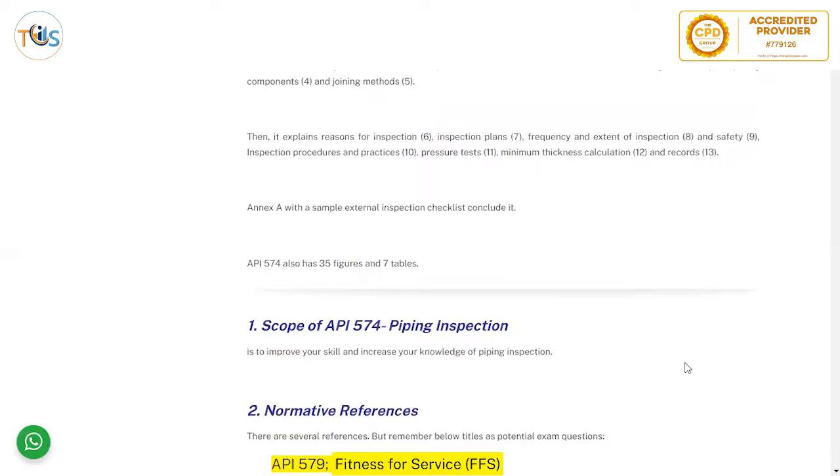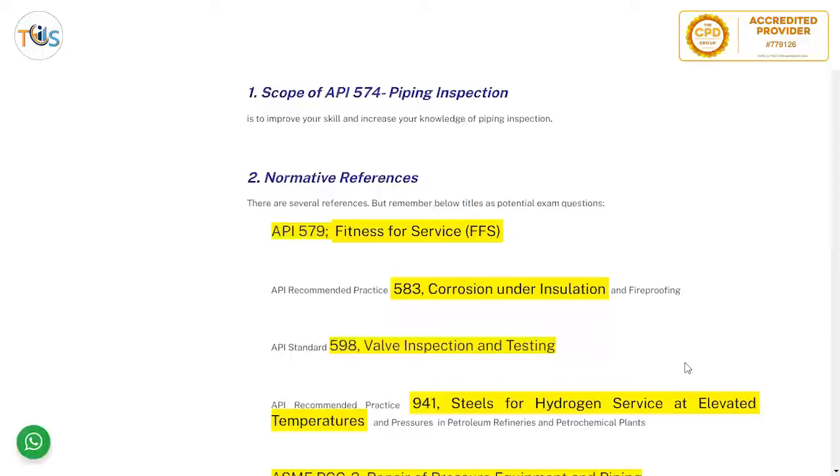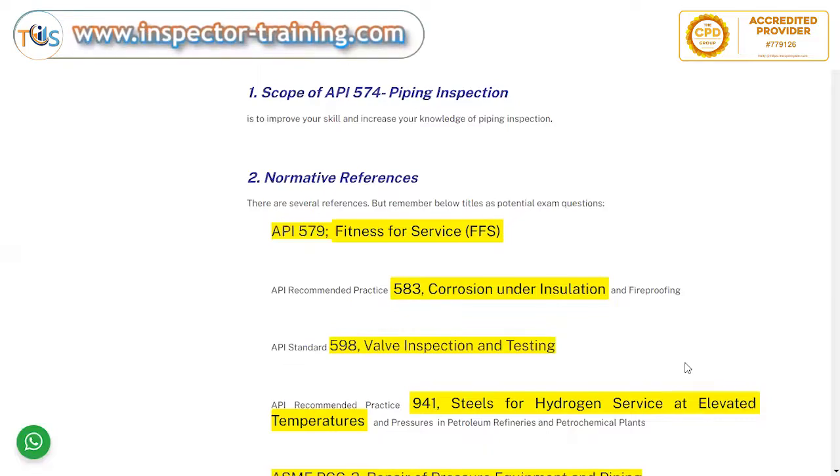Annex A has a sample external inspection checklist, and API 574 piping inspection practice also has 35 figures and 7 tables. The scope of API 574 piping inspection is to improve your skill and increase your knowledge of piping inspection. There are several references, but remember the below titles as potential exam questions.